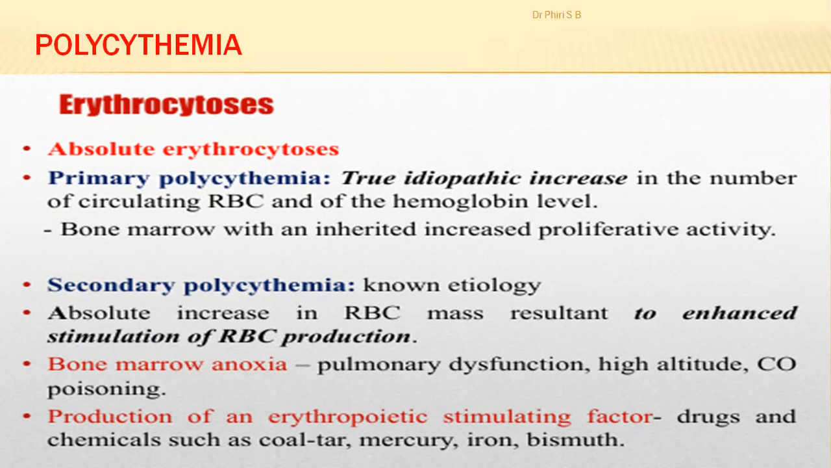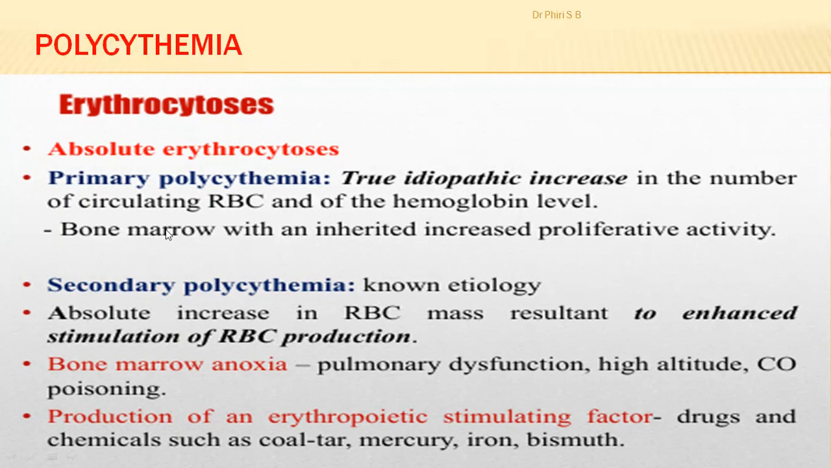So the primary polycythemia is the true idiopathic increase in the number of circulating red blood cells and of the hemoglobin level. So you have an increase in the number of red blood cells and also the hemoglobin level. But this increase in the red blood cell is not well understood. But what we know is that there are certain mutations that can take place within the bone marrow. And these mutations will result into abnormal production of red blood cell. So the bone marrow with an inherited increase in proliferative activity.